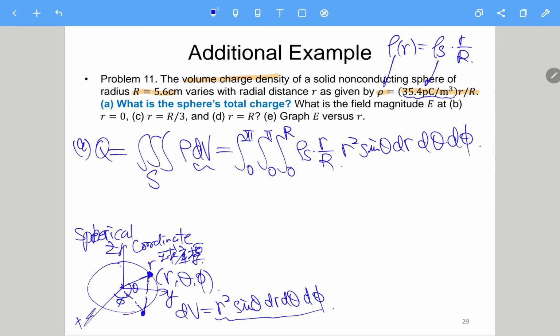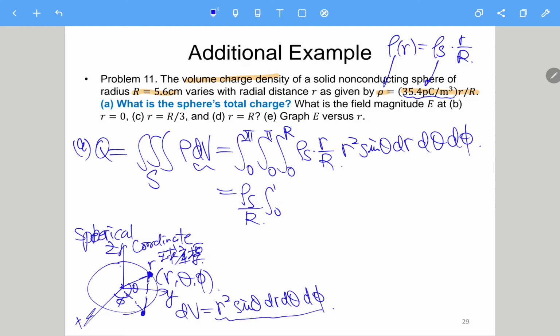So theta will be ranging from 0 to pi. Let me see. I think, yeah, 0 to pi. It should be 0 to pi. And then for phi, it should be 0 to 2 pi for a cycle. So in this case, rho s is a constant. R is also a constant.